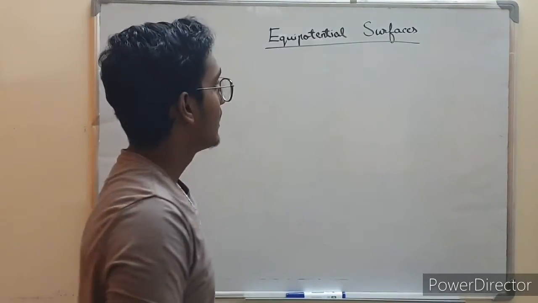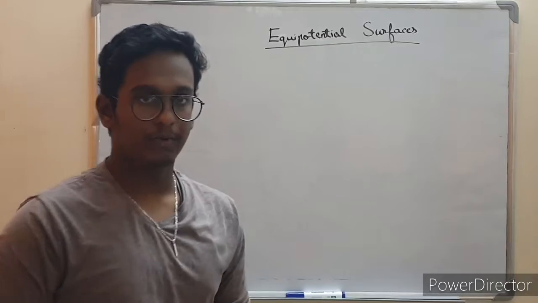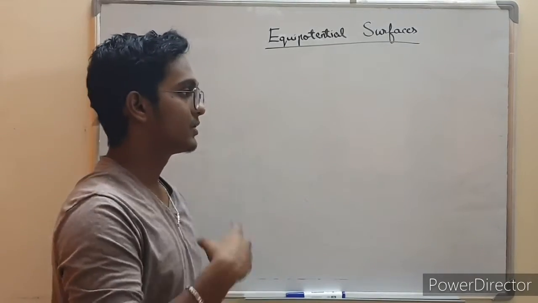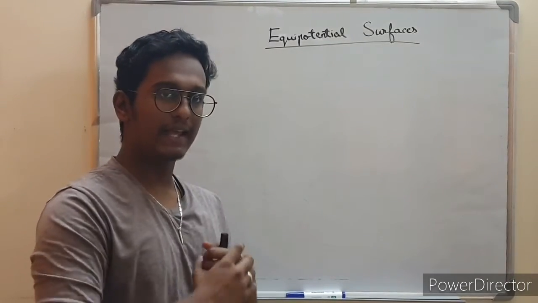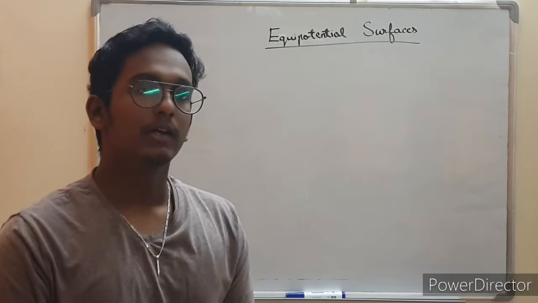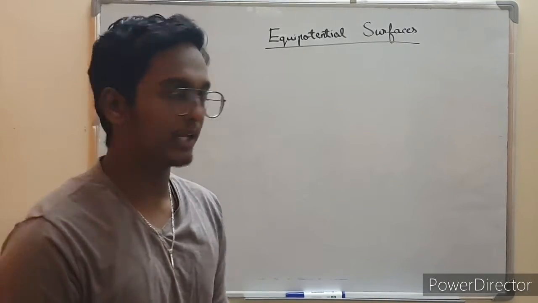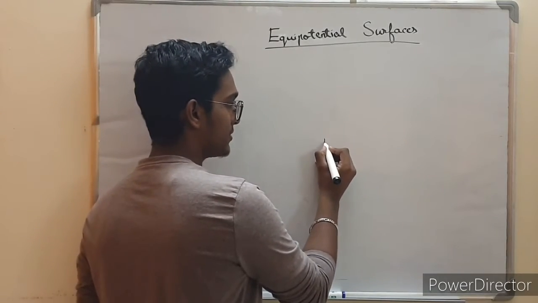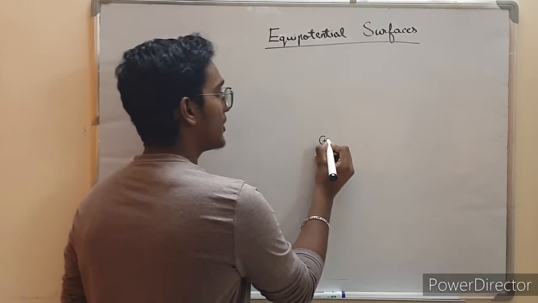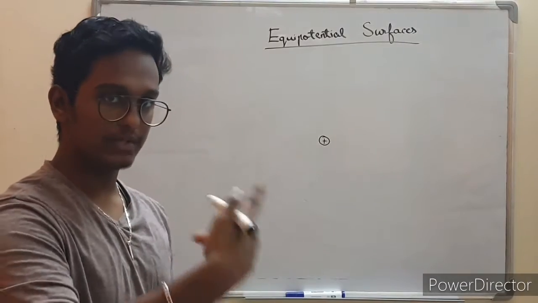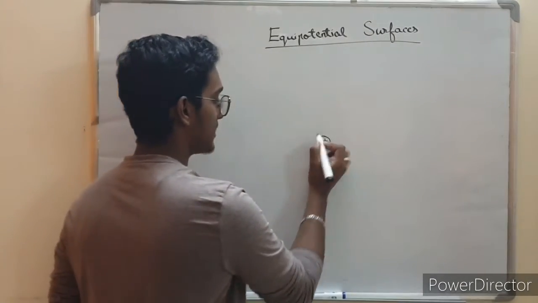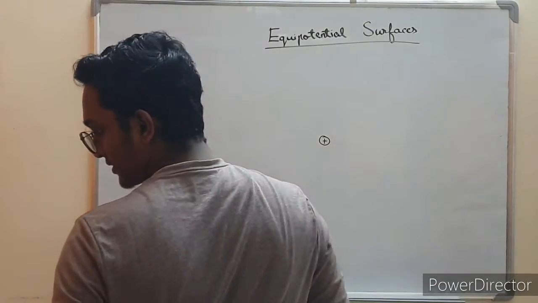Okay, so let's first see what equipotential surfaces are. An equipotential surface is any surface about a charge on which the potential is a constant. The potential does not vary. So if you talk about a unit positive charge, the equipotential surfaces are going to be concentric circles around it. So these are going to be the equipotential surfaces.